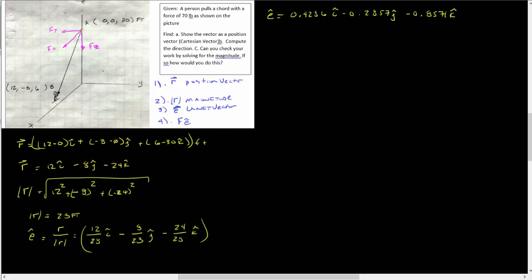So now I have my steps. Let's see what I've accomplished so far. I've done 1, I've done 2, I've done 3. Now the last thing I'm going to do is show the magnitude of force in each direction. So I'm going to multiply the force of 70 pounds times my unit vector. So it's 70 pounds times the same number up here.